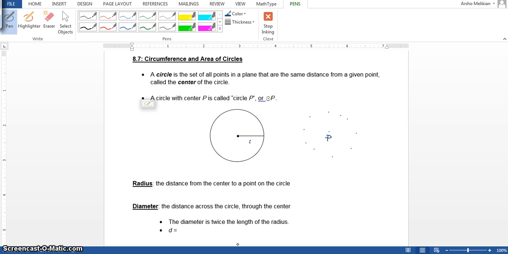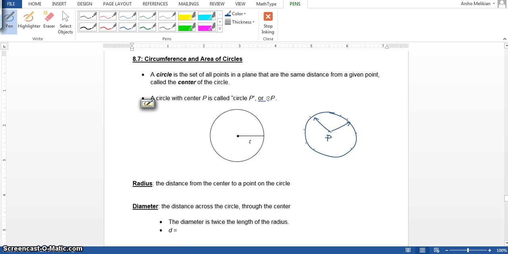A circle. So that's what a circle is. A circle is the set of all of the points that are exactly the same distance away from P. Okay? So this is another circle here.